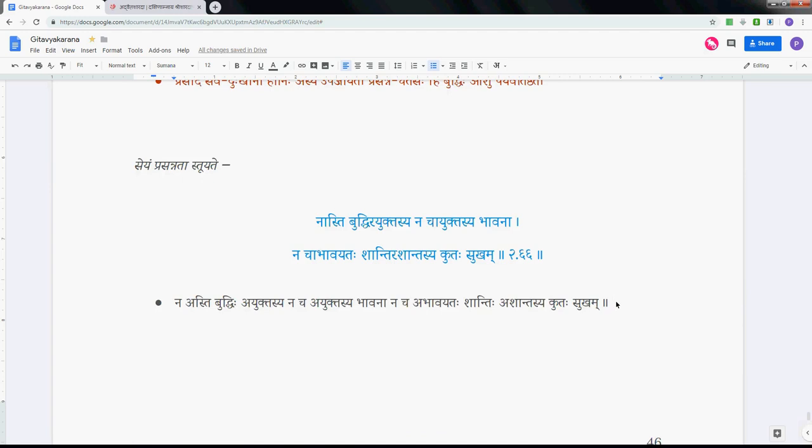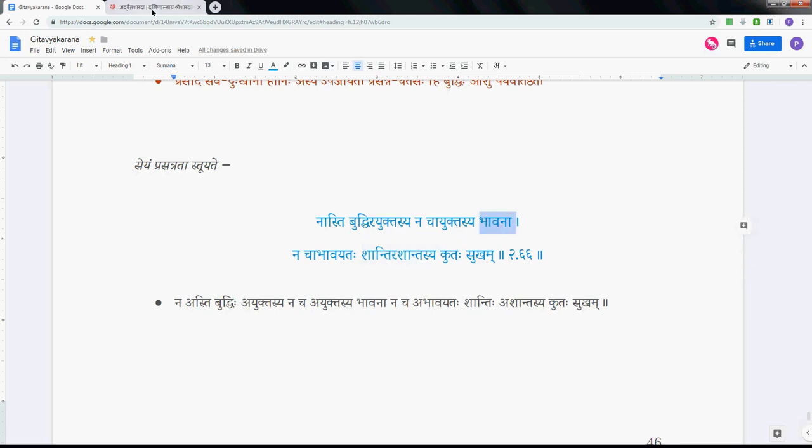Okay. See, you should see what is bhavana here. This is for a person who is ashanta, but abhavayataha shantihi nasti. So who is this abhavayata? One who does not have bhavana. You can take that meaning, but here we are saying that one who does not have bhavana cannot have shanti.